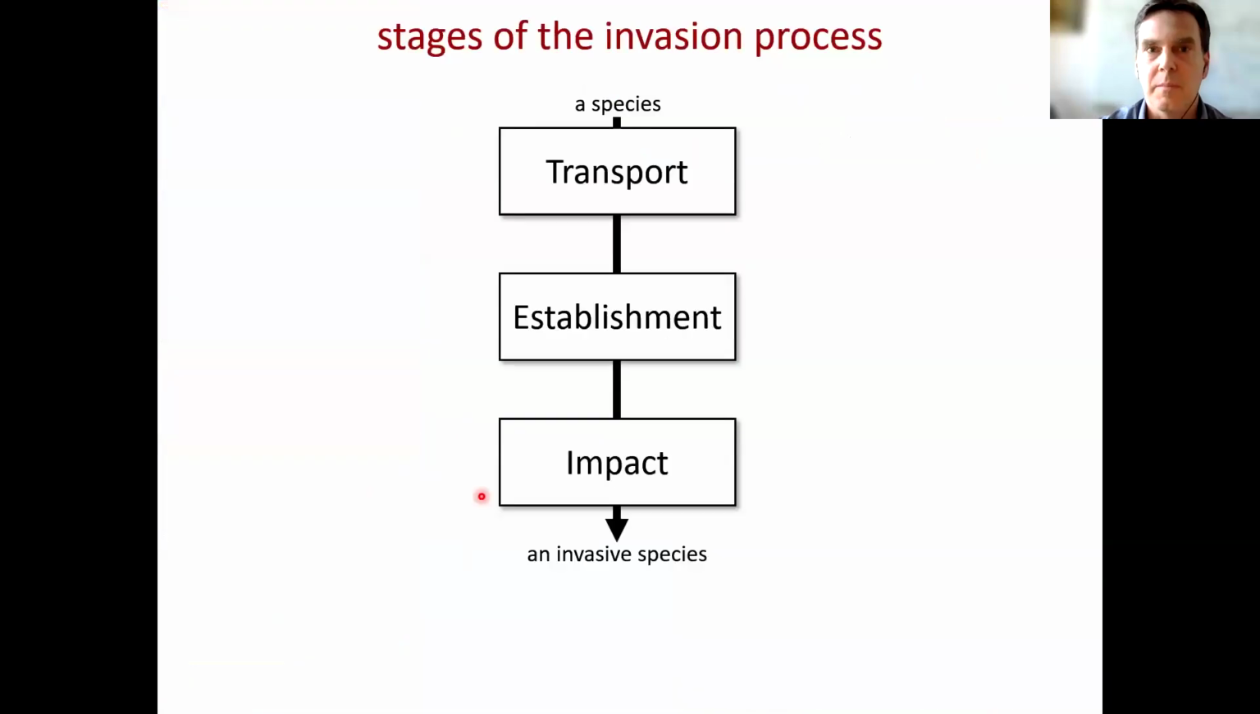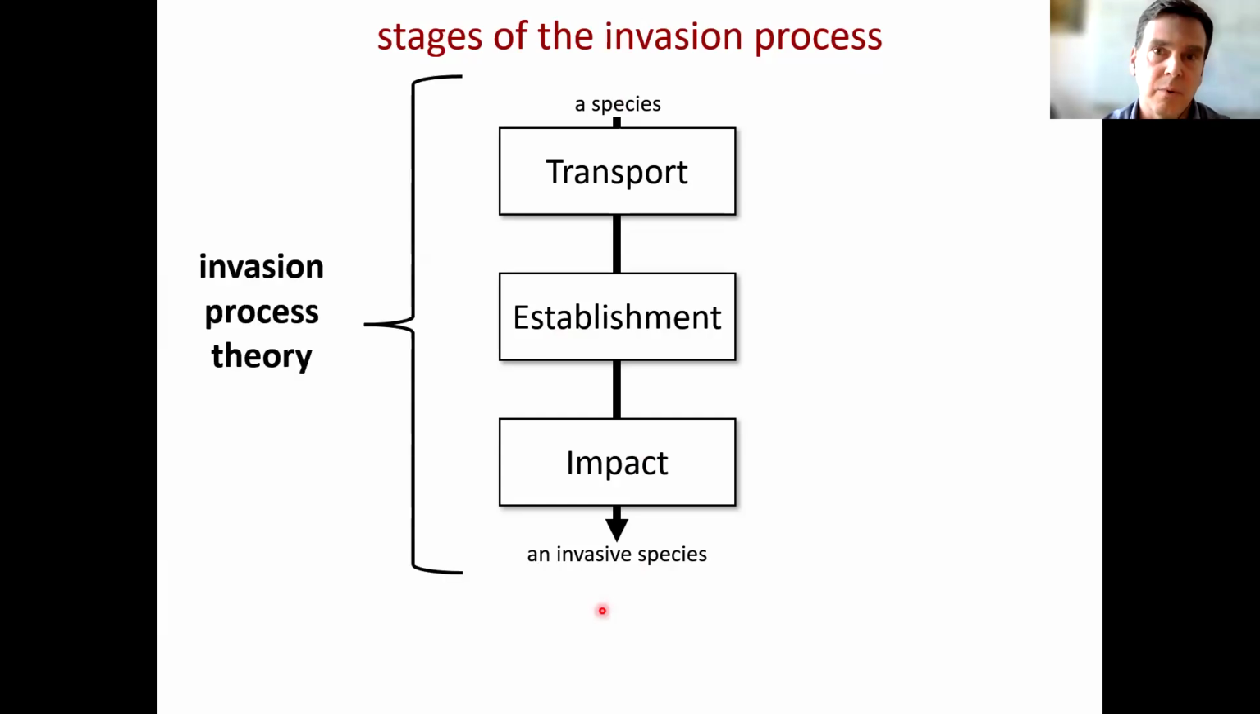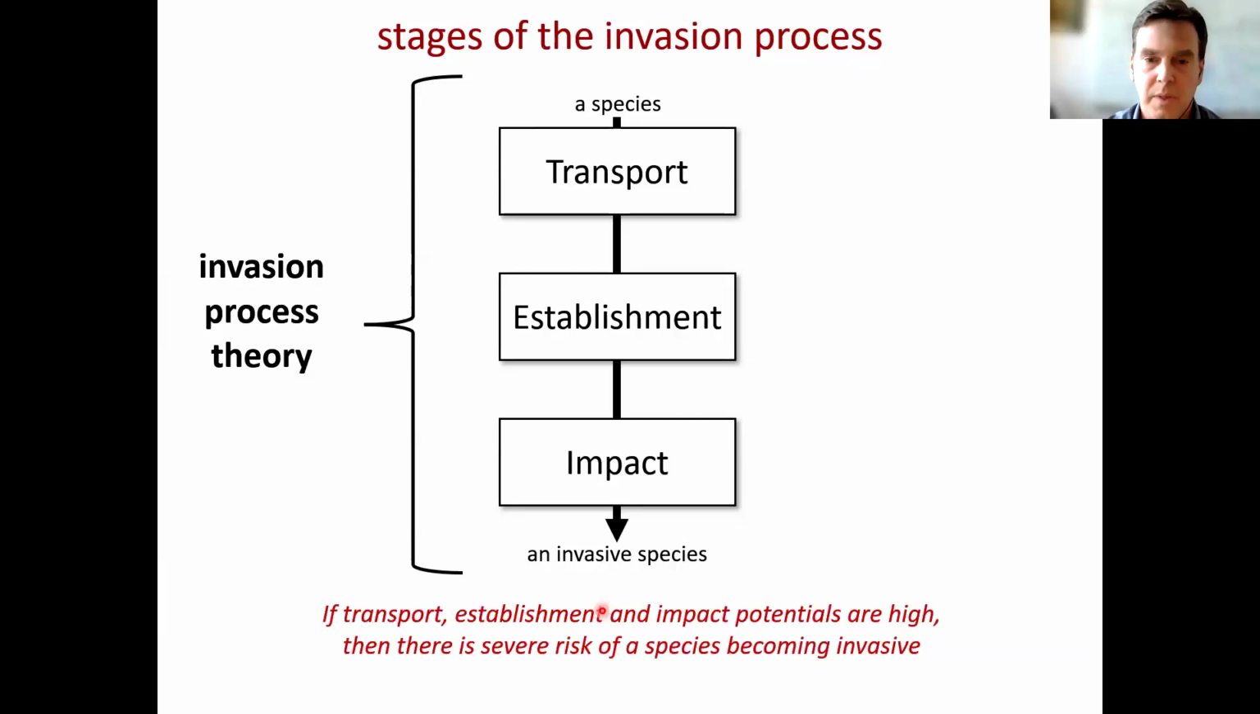And so I'm going to start off by just talking about the invasion process. If we have a species, that species has to pass through and get transported to different locations. It then has to establish in a particular area, and then it causes impact. And if it passes through those different, let's say, filters, then it becomes an invasive species. And that is termed invasion process theory. That's the way that a lot of invasion ecologists and biologists think about the invasion process. So if transport, establishment, and impact potentials are high, then there's a severe risk of the species becoming an invasive species. And so we're going to use this sort of framework in order to understand this species here.